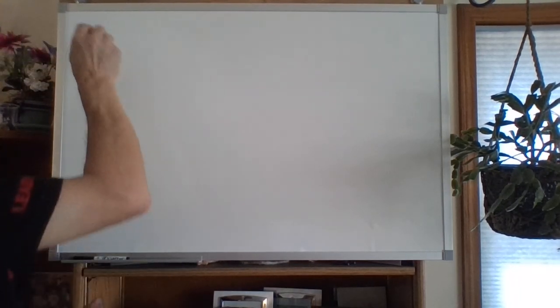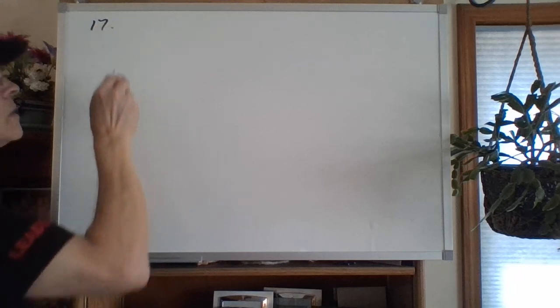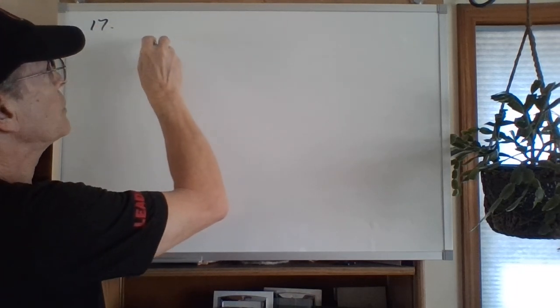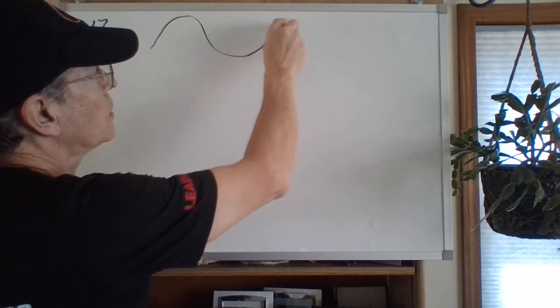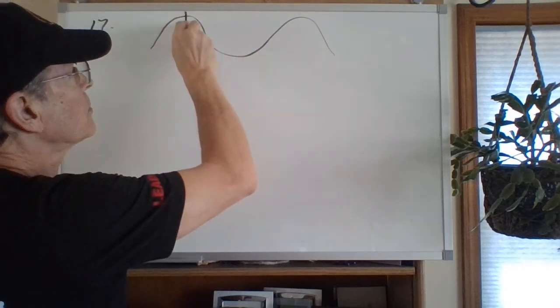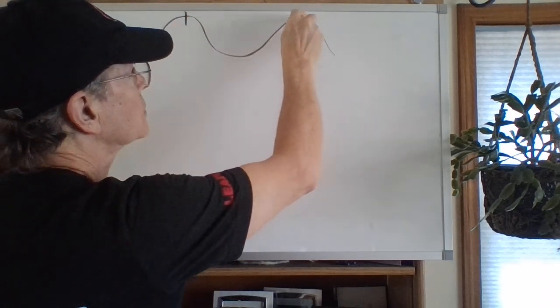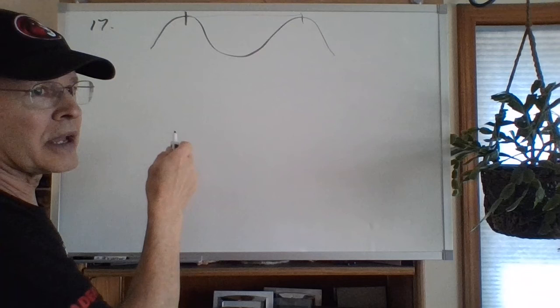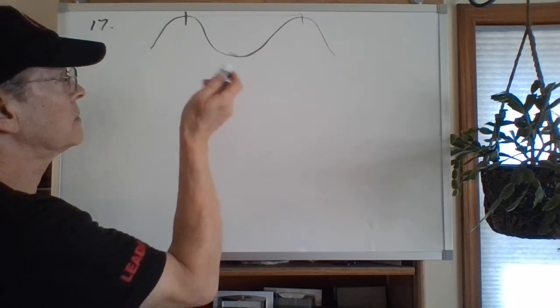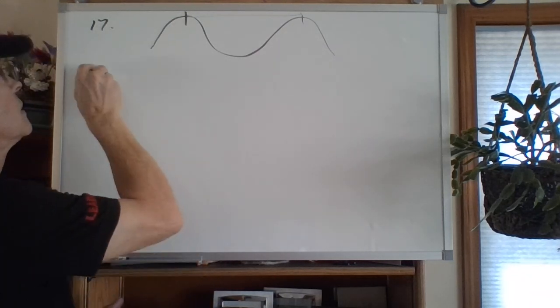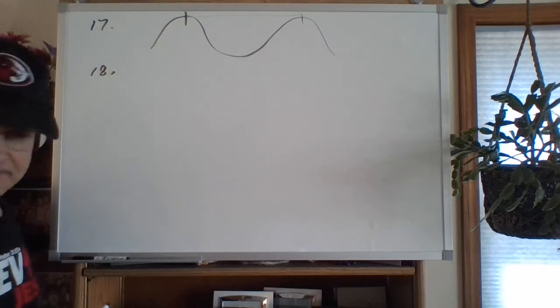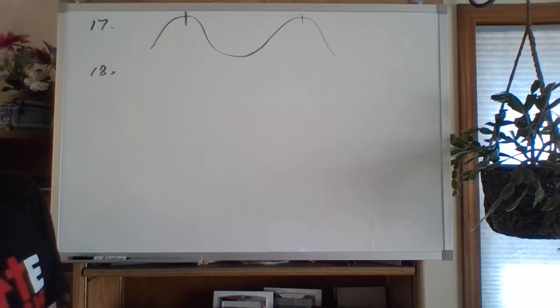Where are we? Number 17. Which of the lettered lines? Well, they're not lettered, but you know, wavelength would be from a crest to one point on a wave to a corresponding point on the next wave. That would be wavelength. Don't worry about the letter.